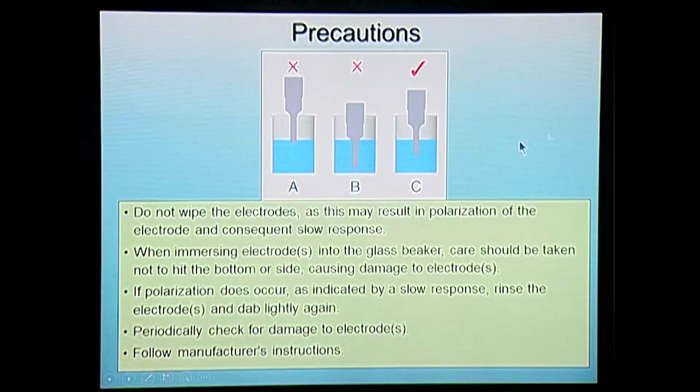Do not wipe the electrodes, otherwise polarization may occur. If polarization occurs, wash the electrodes. Secondly, while inserting it into the beaker, make sure it doesn't touch the bottom of the flask. It may break the electrode. Or if it is too far above the solution, then we get erroneous readings.